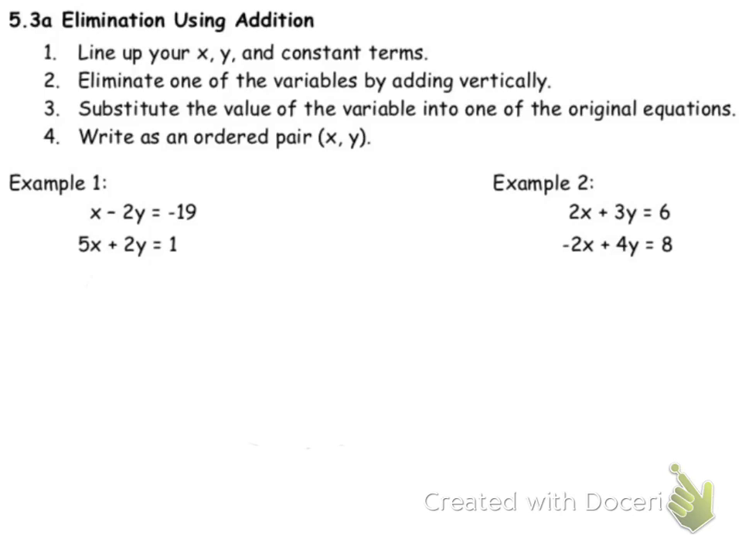Okay, then it says substitute the value of the variable into one of the original equations. So this is after we solve for a variable. Then we're going to substitute it back in to one of the original equations. Does that sound familiar? Yeah, that's what we just did with substitution. After we solved for the first variable, we went back and substituted for the other one. And we write it as an ordered pair (x, y). So the last two steps are the same as substitution. The first two is where we have a change there.